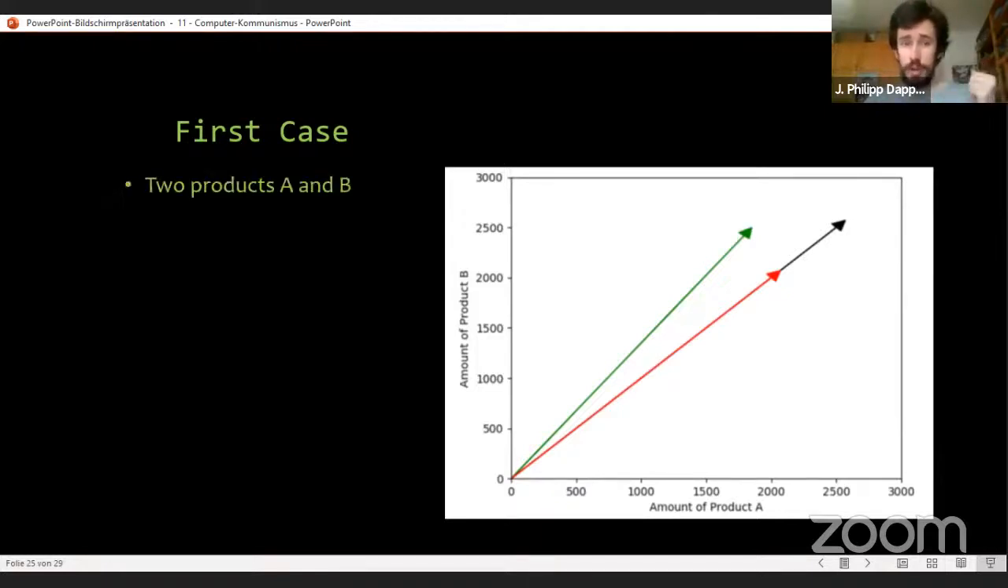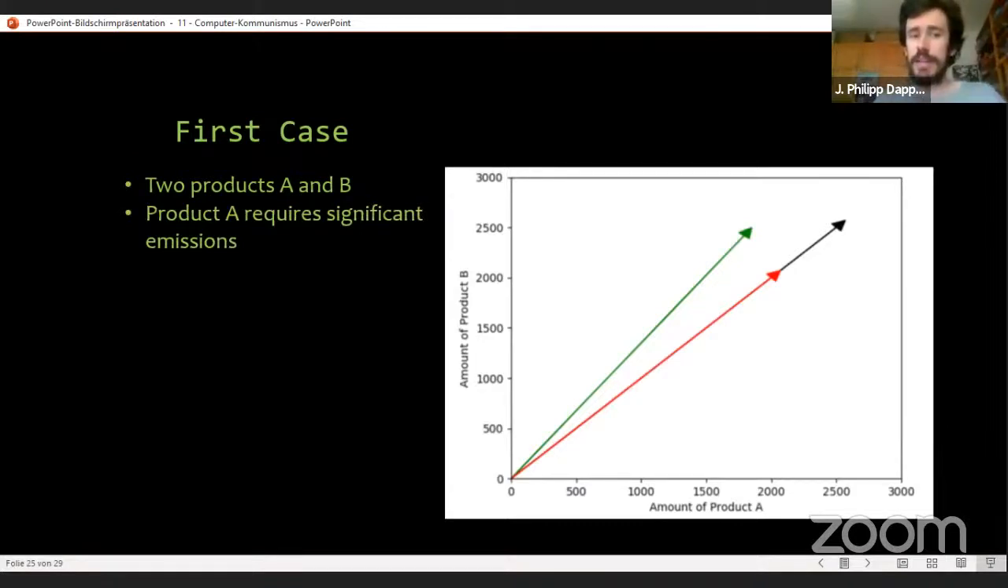So we only have 2 products, A and B. But product A in this case requires significant greenhouse gas emissions. So it has very adverse climate effects producing this product. While product B requires much less emissions. Okay, so that's the more environmentally friendly alternative.